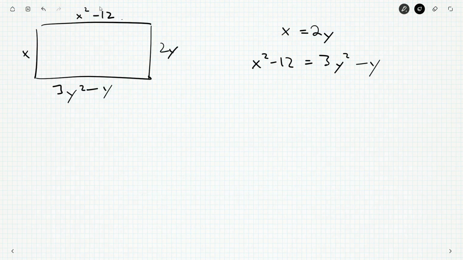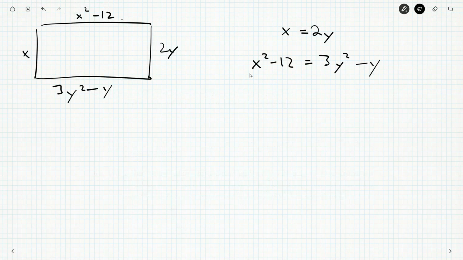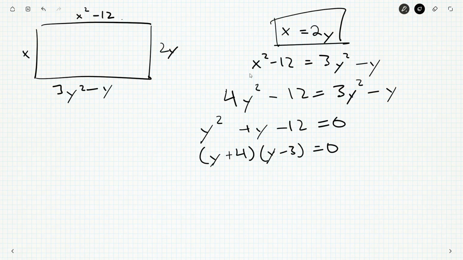Now, they didn't tell me anything like they have to be positive integers, right? Nope, okay. So x is 2y. I'm going to plug it in here, so we're going to have 4y squared minus 12 is 3y squared minus y. Quadratic, we'll bring everything over to one side. y squared plus y minus 12 is equal to 0. So we can factor that. Multiply to negative 12, add to 1, it will be plus 4, minus 3. So y is either negative 4 or 3.